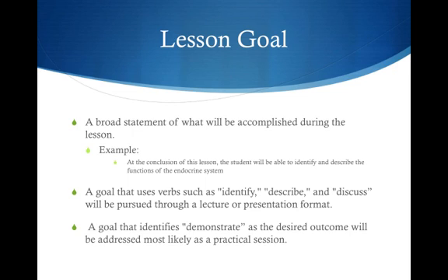Lesson goals is the next one. A broad statement of what will be accomplished during the lesson. An example of this is: at the conclusion of this lesson, the student will be able to identify and describe the functions of the endocrine system. A goal that uses verbs such as identify, describe, discuss will be pursued through the lecture or presented format. A goal that identifies demonstrate as the desired outcome will be addressed most likely in a practical session. So identify, describe, discuss would be knowledge base, and things that would be demonstrate are probably going to be psychomotor. So cognitive versus psychomotor whenever we're talking about varying types of verbiage in the lesson goal.